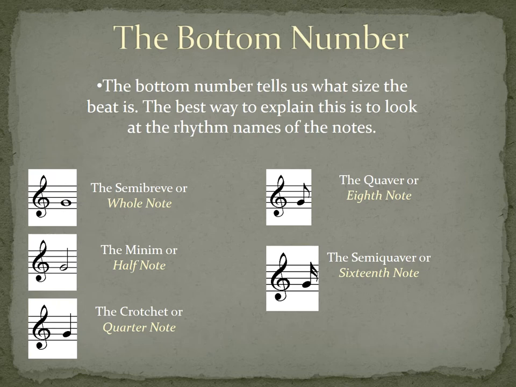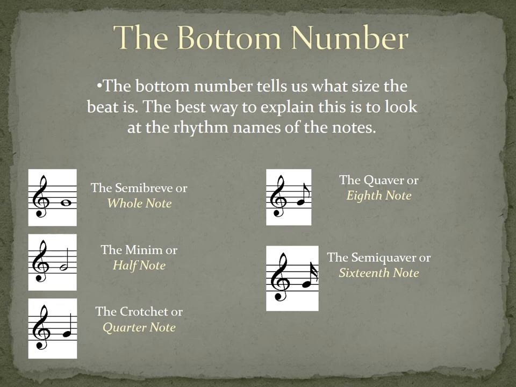So now we've determined what type of time it is, as in duple, triple or quadruple, meaning 2 beats in a bar, 3 beats in a bar or 4 beats in a bar. Let's have a look at what the bottom number is. Now, the bottom number tells us what the size of the beat is.